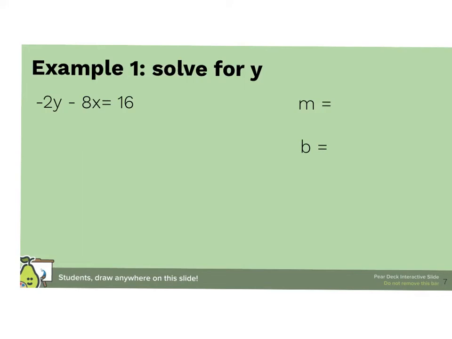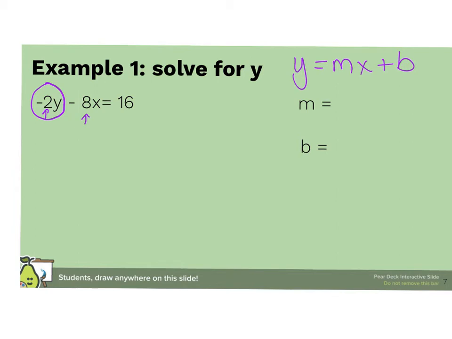All right, so example 1, we're solving for y, which means get the y by itself, which means write this equation in slope-intercept form or y equals mx plus b form, okay? I want the y by itself. Right now, my y is attached to a -2 and also to a -8x, okay?